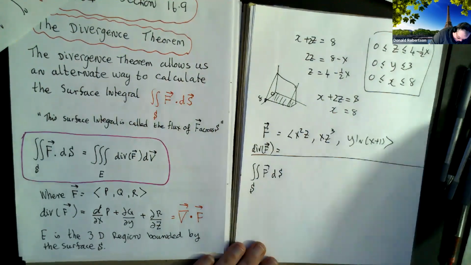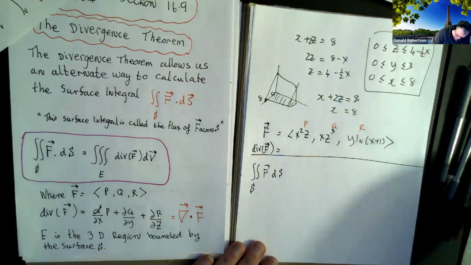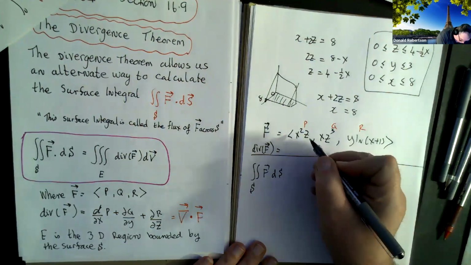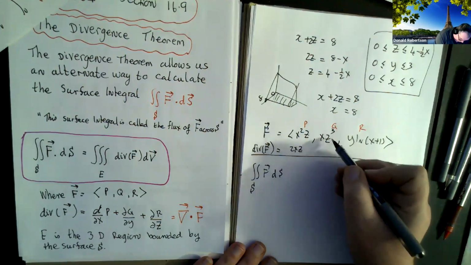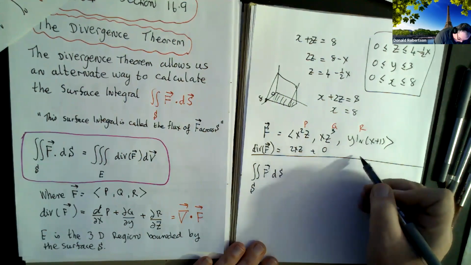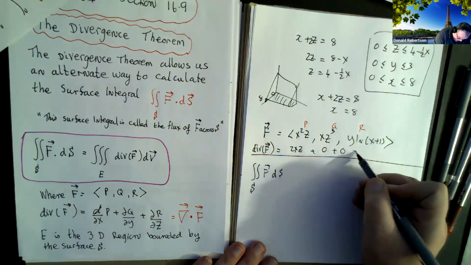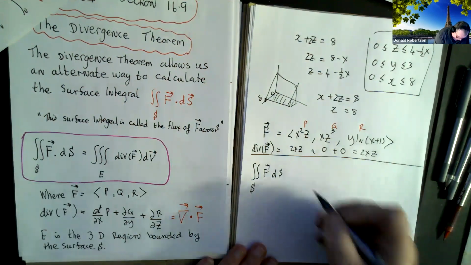I'll do a quicker version. This is P, this is Q, and this is R. Derivative of this with respect to x is 2xz. Derivative of this with respect to y is 0. Derivative of this with respect to z is also 0. So what you get is 2xz. Okay, so that's what the divergence is.